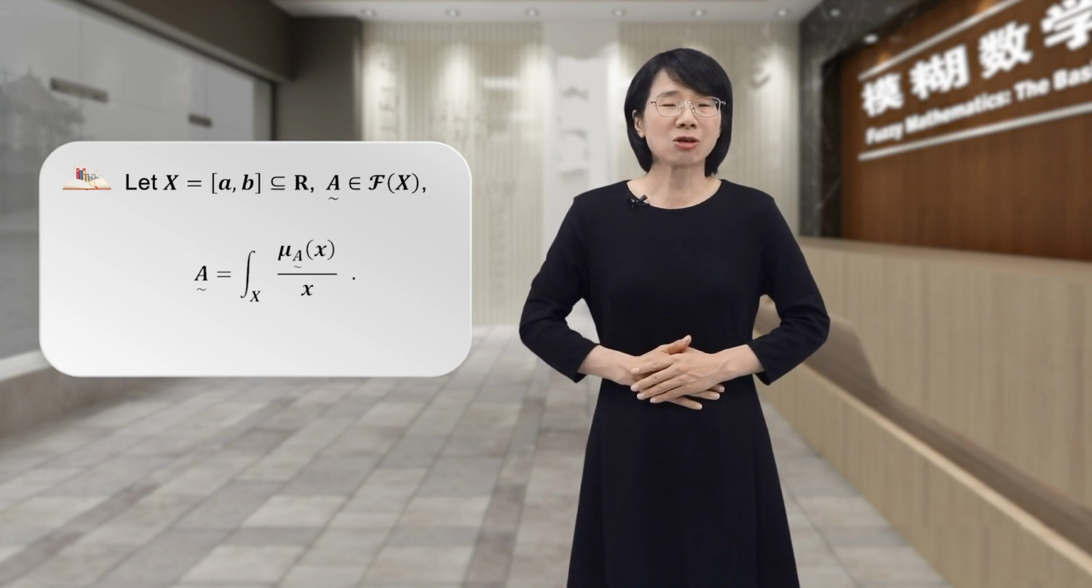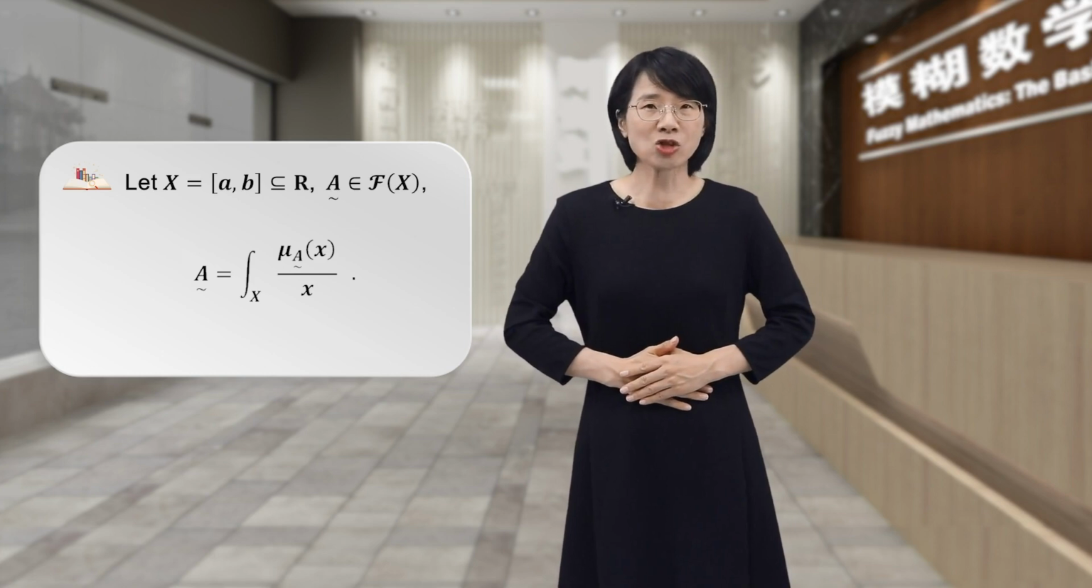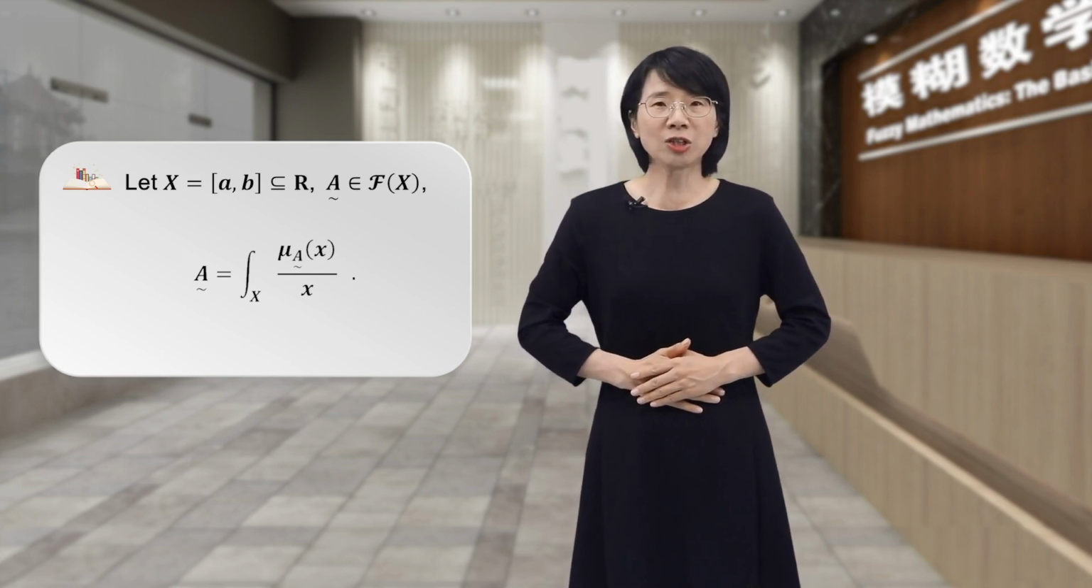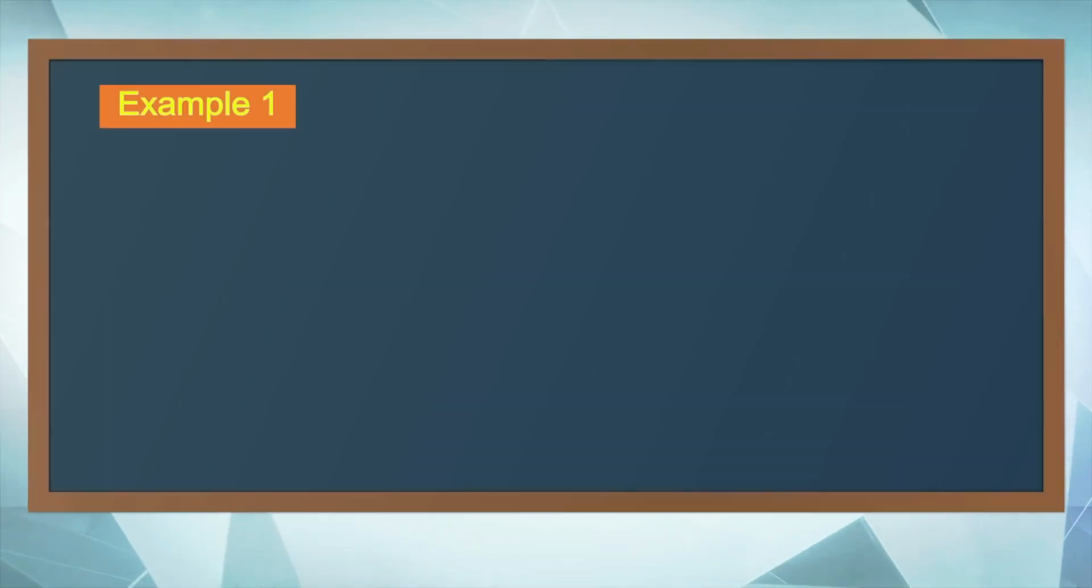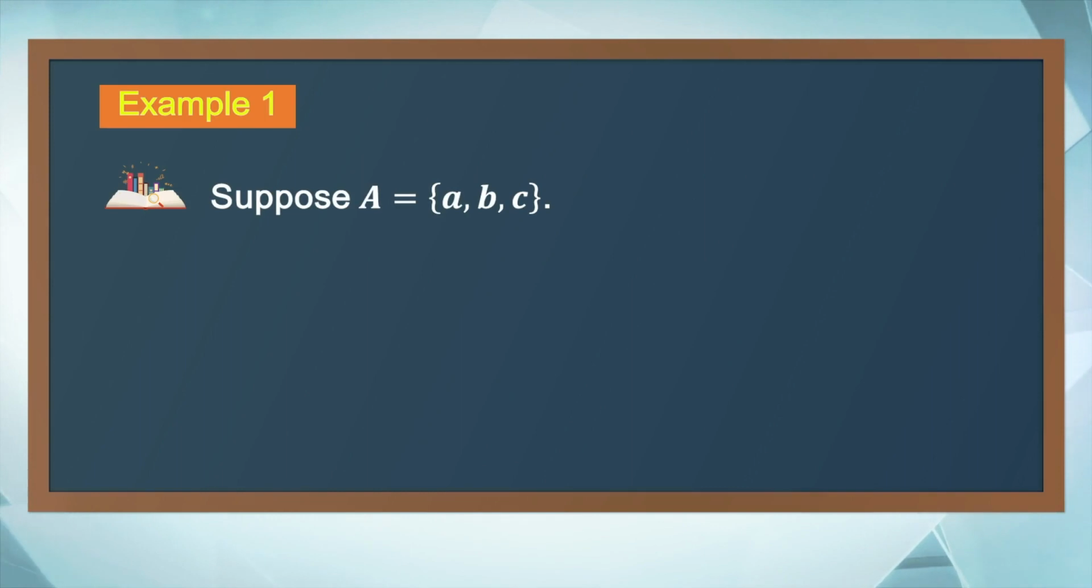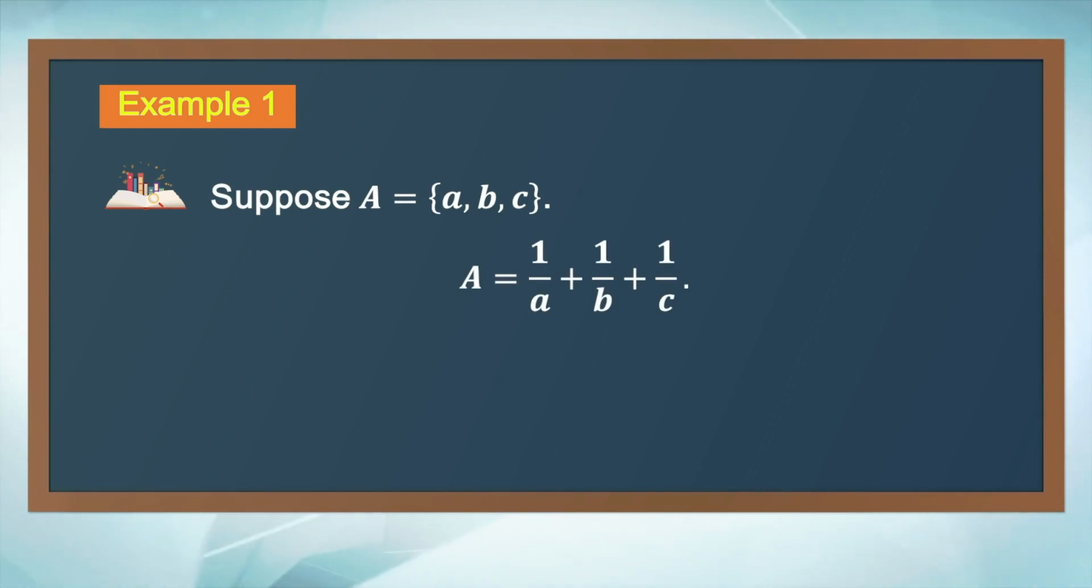We have known that a crisp set is also a fuzzy set. To be consistent with the notations here, a crisp set can be denoted with Jardine notations as well. Example 1. Suppose A is the set of a, b, and c. Set A is a crisp set. It can be written as follows. A equals 1 over a plus 1 over b plus 1 over c, because the degree of membership of each element in A is 100%.